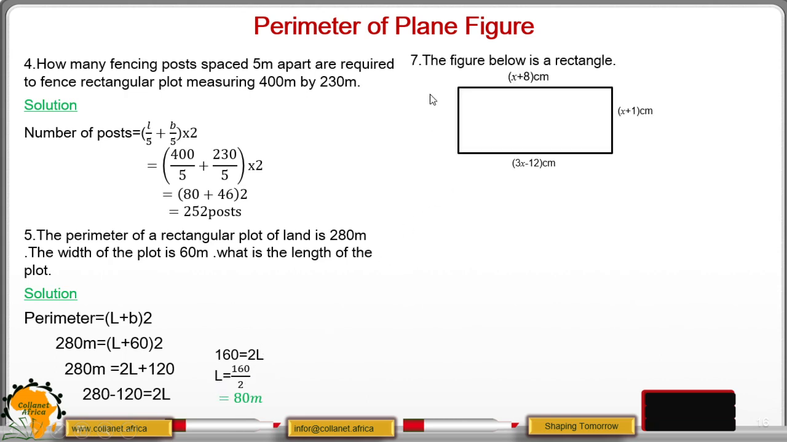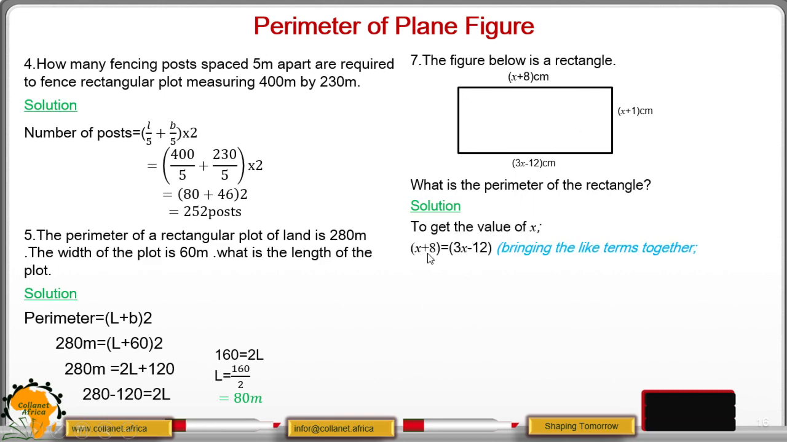From there, we have the following figure. It is a rectangle. What is the perimeter of this rectangle? So our first task is to get the value of x. Remember, we've done algebraic expressions earlier. So it implies that we first of all get the value of x. And for us to get the value of x, we consider the length because this side and this side must be equal. Therefore, we have that x plus 8, this part, must be equal to 3x minus 12.